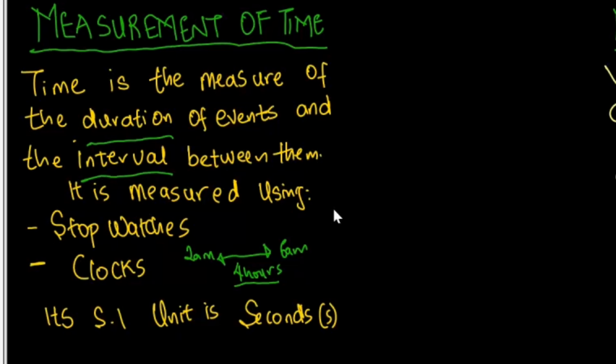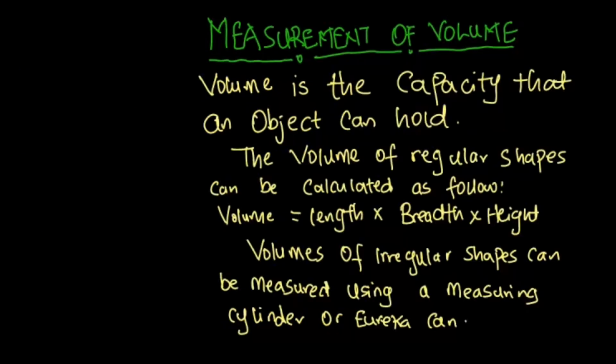That's why we have several units for measuring time, and our SI unit is seconds, though we can also measure time in minutes, hours, days, even weeks, months, and years, and so on and so forth. The measuring instruments for time are basically stopwatches and clocks. Now moving on to the measurement of volume. What is volume? Volume is simply the capacity that an object can hold.